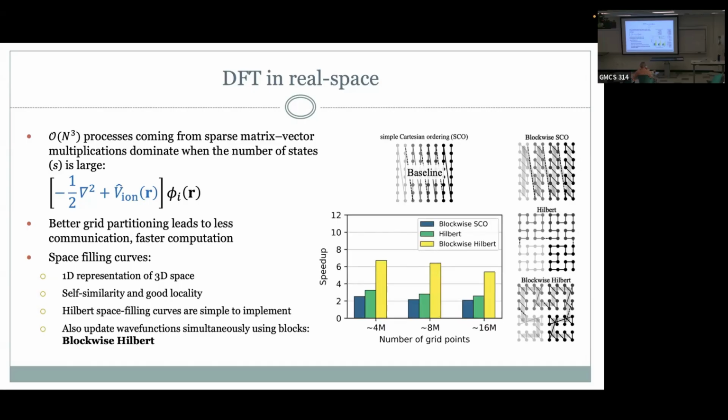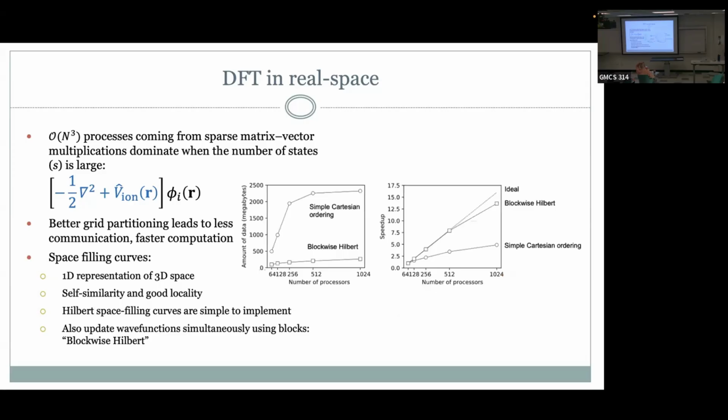If we look at the performance for the same problem, the speed up compared to the simple Cartesian ordering is pretty significant, especially if you implement blockwise Hilbert. So as you can see, it speeds things up by about 6 times. So these all helped us get to better scaling. It also scales almost ideally, so it is very hard to beat in terms of the speed that you get.